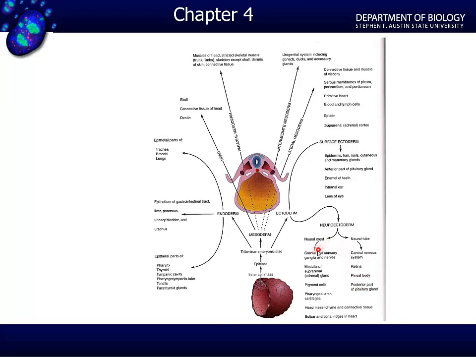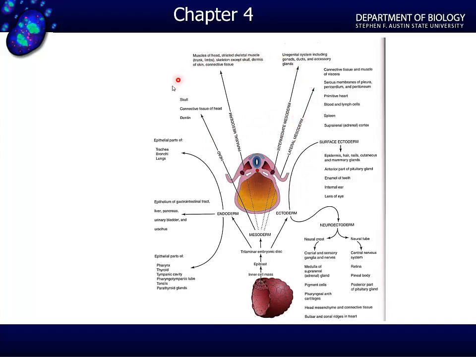But we're also going to see that our peripheral nervous system, cranial and sensory ganglion nerves, the medulla of our suprarenal gland, pigment cells, these are all going to come from a subset of these neuroectoderm called neural crest. Everything else is going to be mesodermally derived.